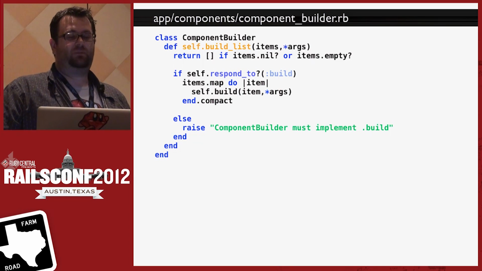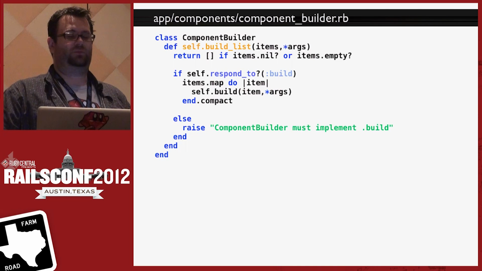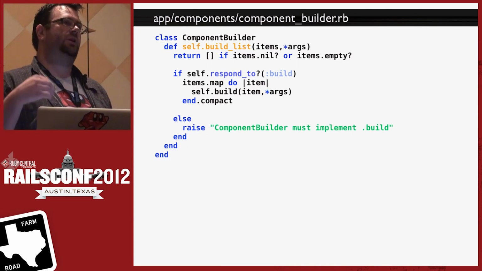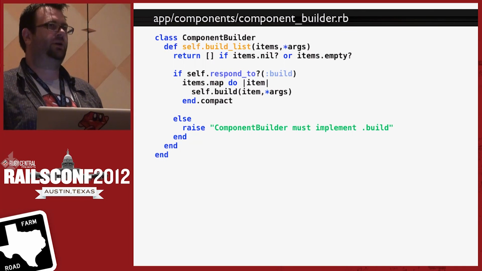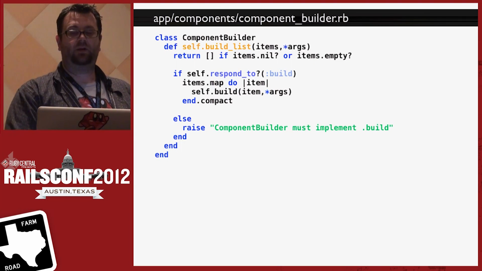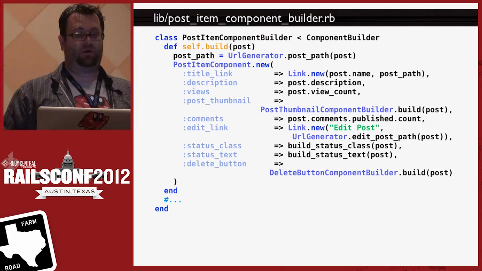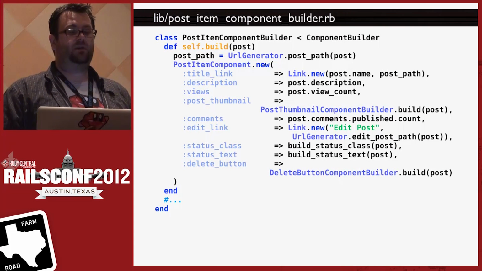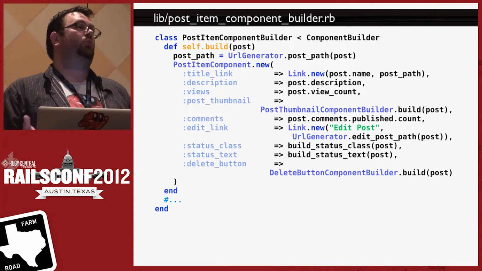So it looks like build list is going to check to see if we respond to build, and we're going to call it. So this is great. We're going to take all of our items. We're going to call a post item component for each post that we're given. Otherwise, we're going to raise an exception. OK, so we're good to go. Let's go back to the post item component builder. We've got a lot of stuff going on here, right? But at some point, we're going to build a new post item component, which is what we're looking for, right?